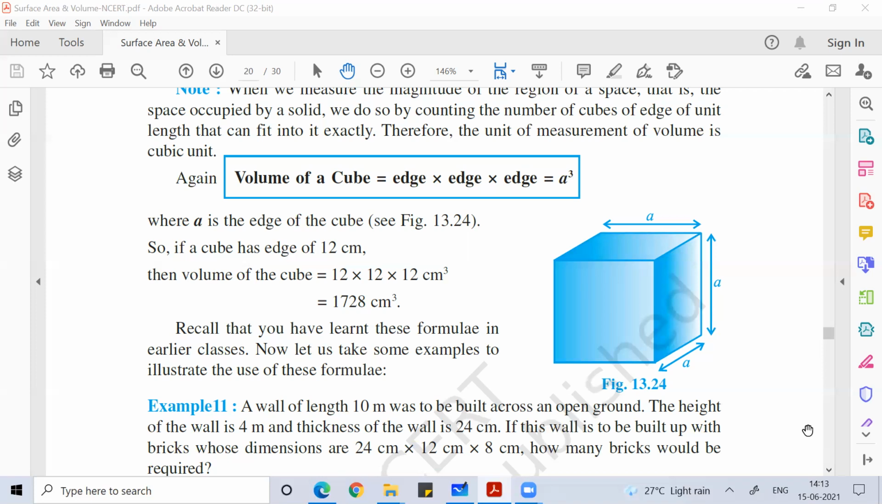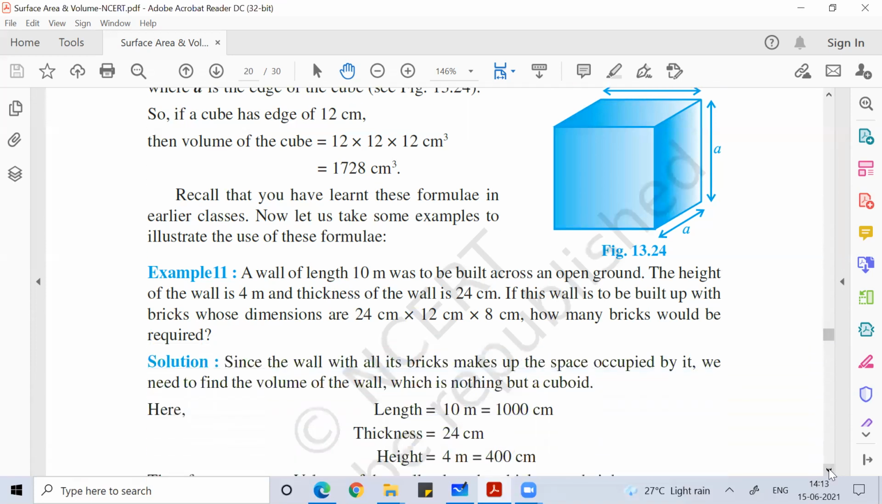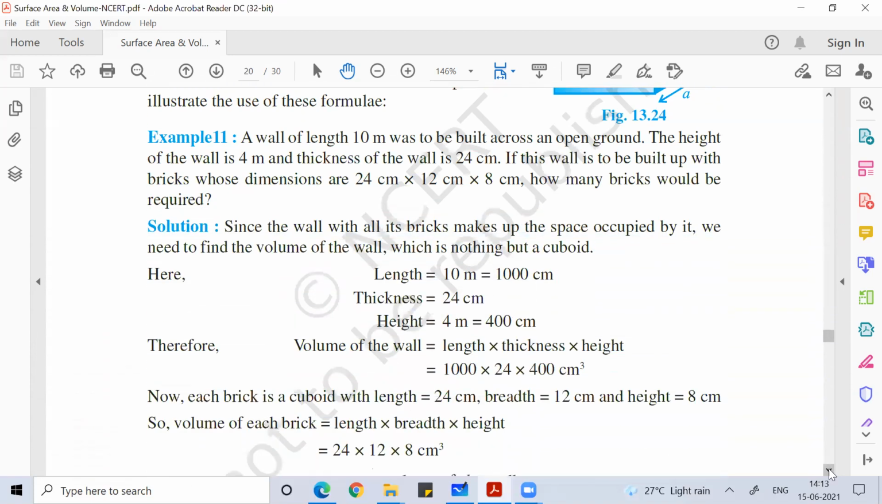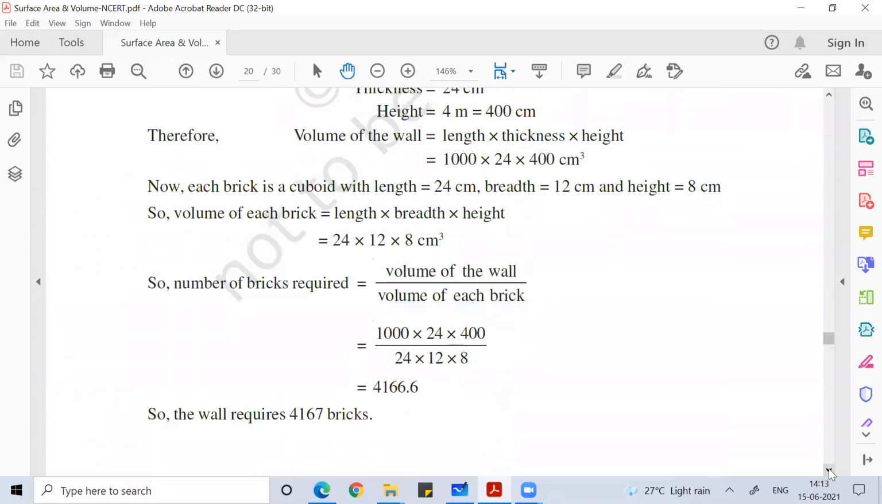Are you getting a decimal? So in the book they've given what? Same value? So I got 4166.6. Yeah, so bricks cannot be in decimals because it's a whole. That's why they rounded it off to 4167. Very good, Jonu.